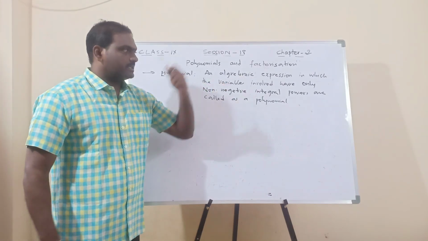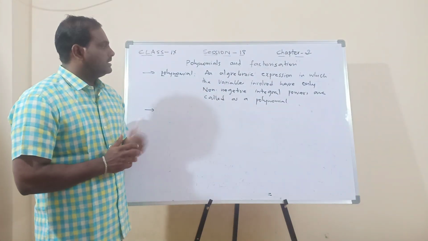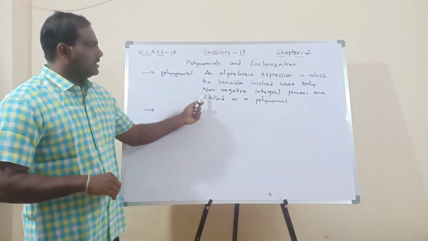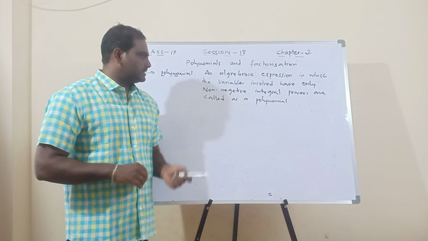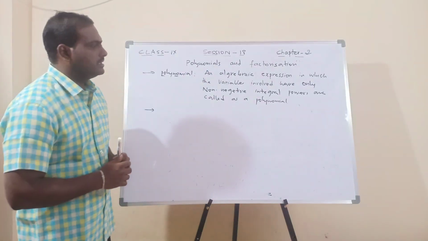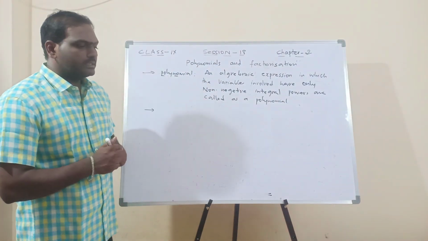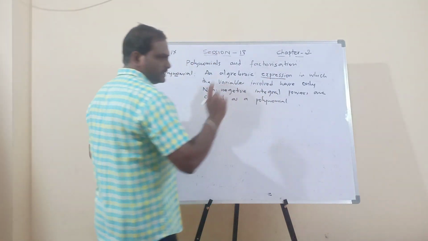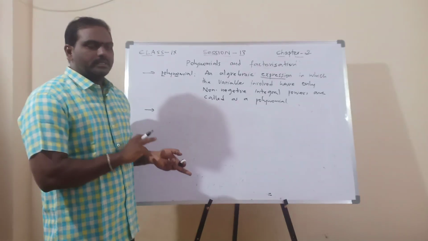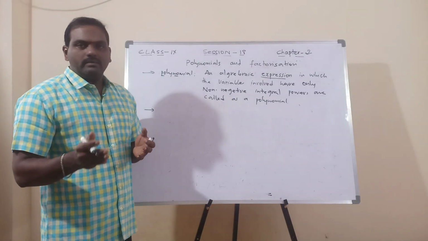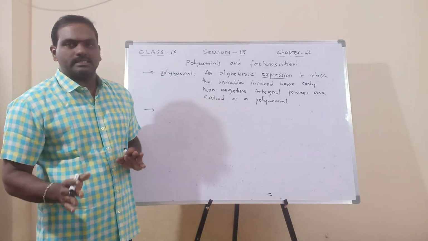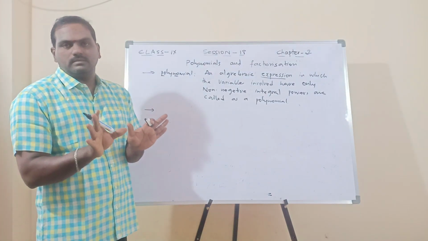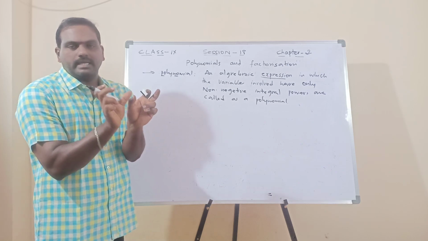An algebraic expression in which the variables involved have only non-negative integral powers is called a polynomial. I'll divide this into 3 or 4 parts. First of all, an algebraic expression. It's not an equation. What is the difference between an expression and an equation? An equation will have equality, LHS and RHS. But an algebraic expression will have only one quantity, only one term, or only one part.